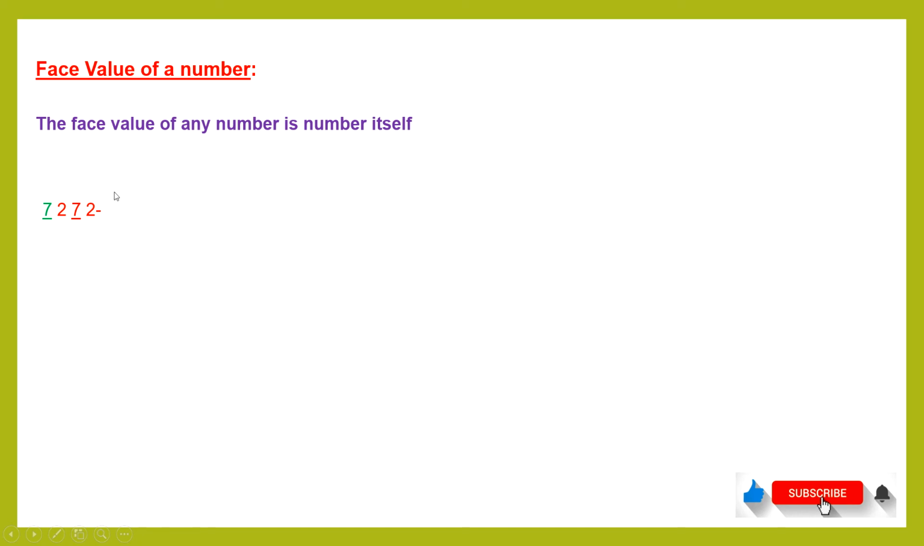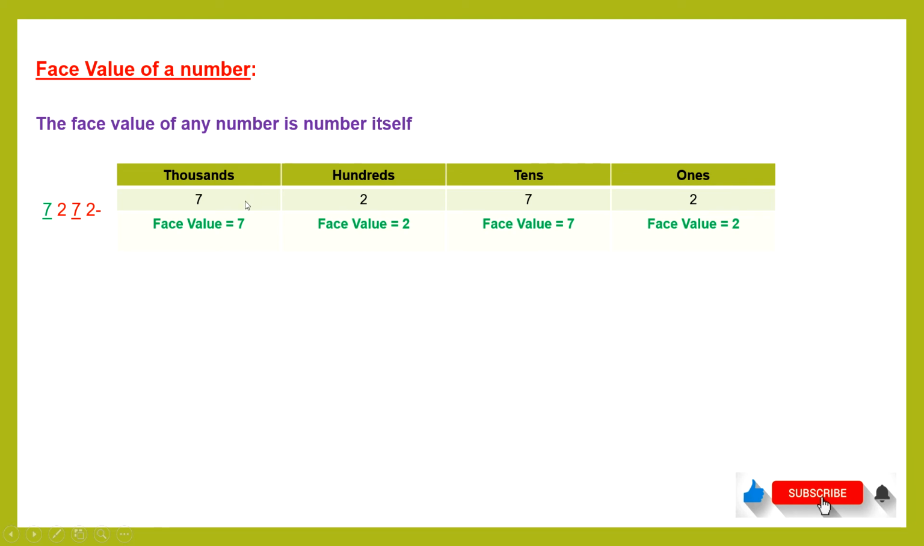So wherever in the number any digit is falling, the face value of that number remains the same, it doesn't change. So you can see in this chart 7 has its face value as 7, 2 as 2, 7 as 7, 2 as 2. So that's how face value works.